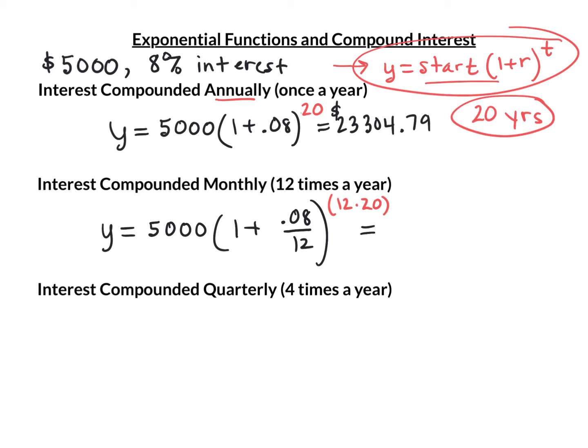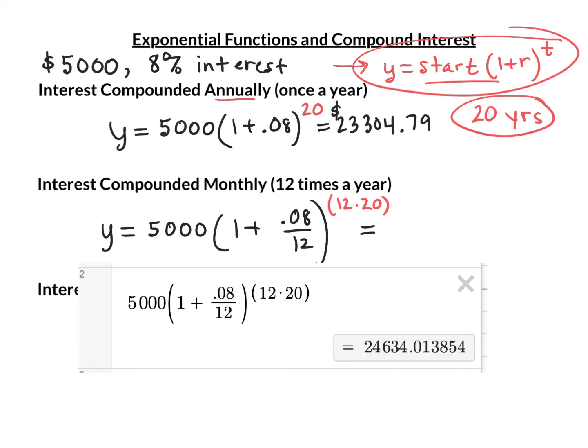Enter that into Desmos, the graphing calculator. Notice the way I entered this, 1 plus. I like entering it like this. I don't have to worry about rounding or anything. This comes out as accurate as I can make it. And we get $24,634.01. The 3 tells us to keep the 1 the same. Compare these two and notice that this one is better.